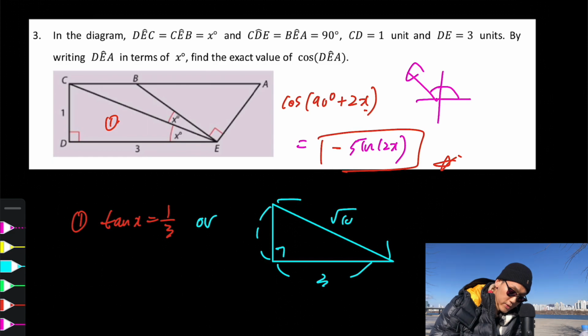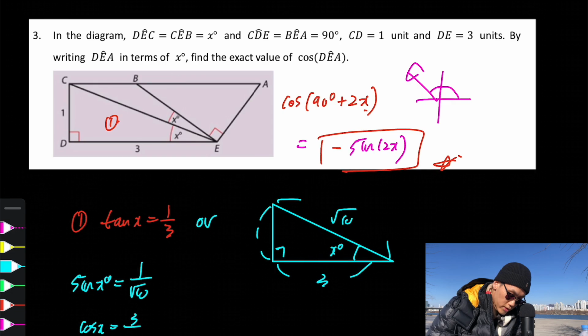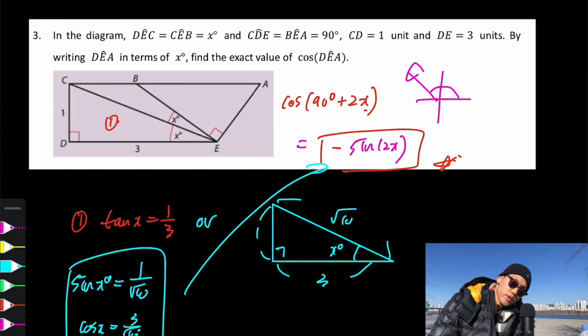That's lovely, because then I can actually find the expression of sine x degree and then cosine x degree. So sine x here is 1 over root 10, and cosine x is what? 3 over root 10. Then voila, I can use those two pieces of information to derive the sine 2x using the double angle. Right, so it's really all about the translation.